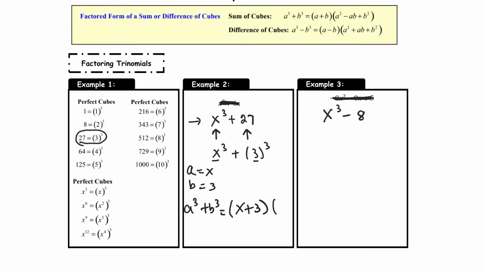And then what you're going to do is say x squared minus, and then a and b, you're going to multiply. X times 3 gives you 3x, and then the b you're going to square, so it's going to be plus 9. So let me rewrite it down here. We have x plus 3, because it's a plus b. You get a squared minus ab, which is 3x, plus 9. And so I'm going to go ahead and erase this here.